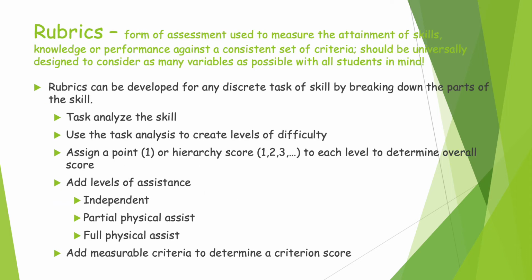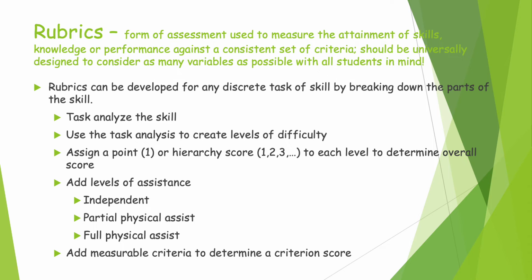All right, let's talk a little bit about rubrics. A rubric is a form of assessment used to measure the attainment of skills, knowledge, or performance against a consistent set of criteria. They are designed to be explicit, observable, and measurable, and easily adapted for students with disabilities by adding a measure for level of assistance, such as totally independent, partially independent, or requiring partial physical assistance and full physical assistance. So not only do we have this skill that we're looking at, but we can add in how much assistance they need to achieve each part of the skill.